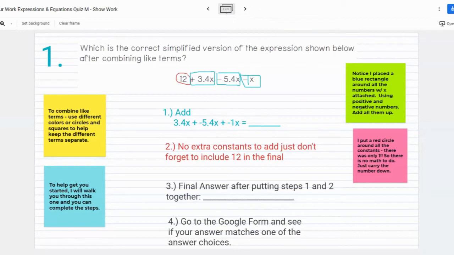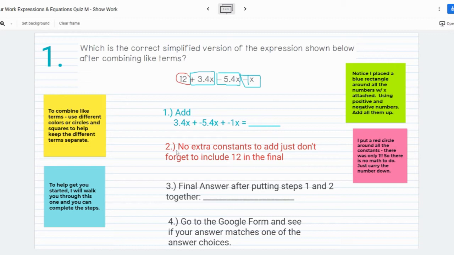Question number 1. Which is the correct simplified version of the expression shown below after combining like terms? We have 12 plus 3.4x minus 5.4x minus x. To get you started, I've given you a hint. I boxed in blue all the like terms that have an x after them. And then for step 1, I said you needed to add those terms together. Don't forget to put your x at the end.